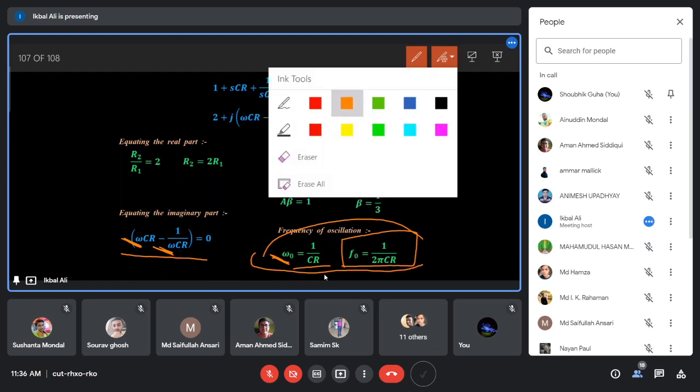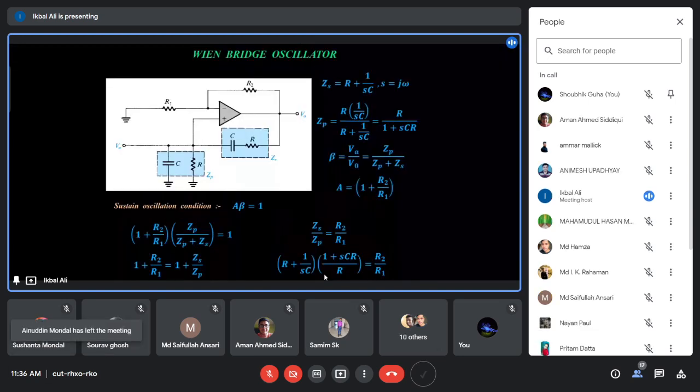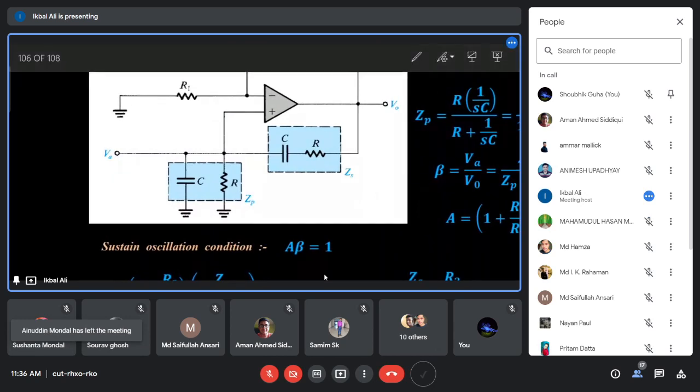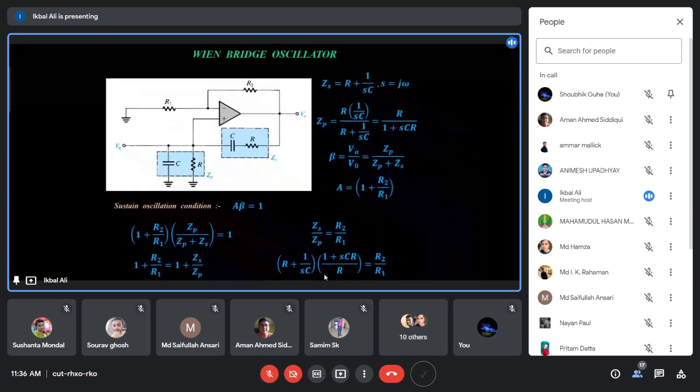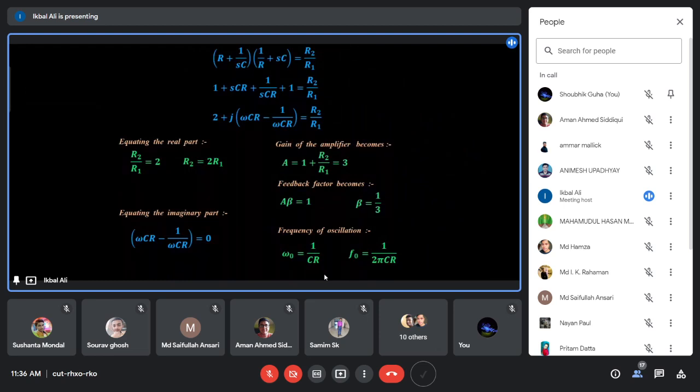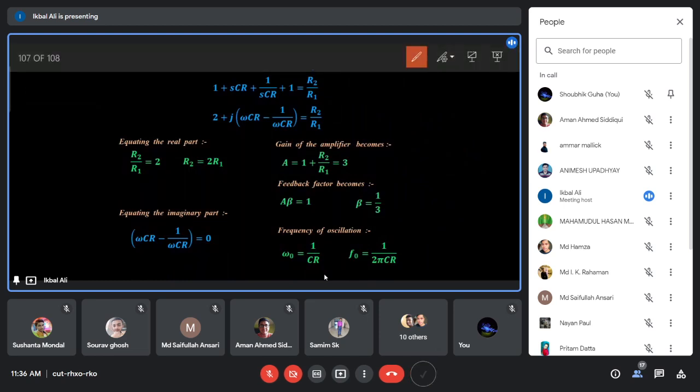Now check this frequency. Frequency depends on 1 by CR, where C is the capacitor and R is the resistance of the beta network, not this R1, R2. So the frequency depends on the beta network circuit. If you change the beta network circuit parameters, you can change the frequency. So you can design a desired frequency Wien bridge oscillator by selectively choosing this C and R.